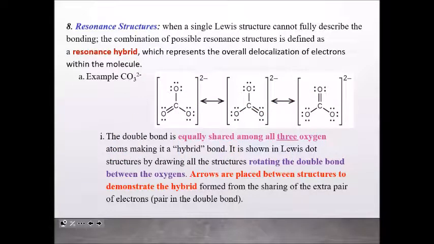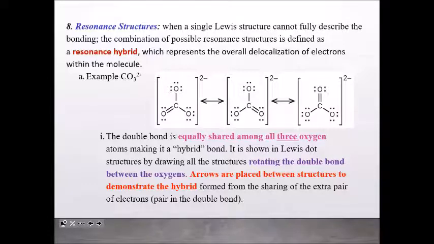Okay, looking at resonance structures. When a single Lewis structure cannot fully describe the bonding, there's a combination of possible resonance structures, defined as a resonance hybrid. It represents the overall delocalization of electrons within the molecule. So basically, we're looking at this example of carbonate. We drew the first one.